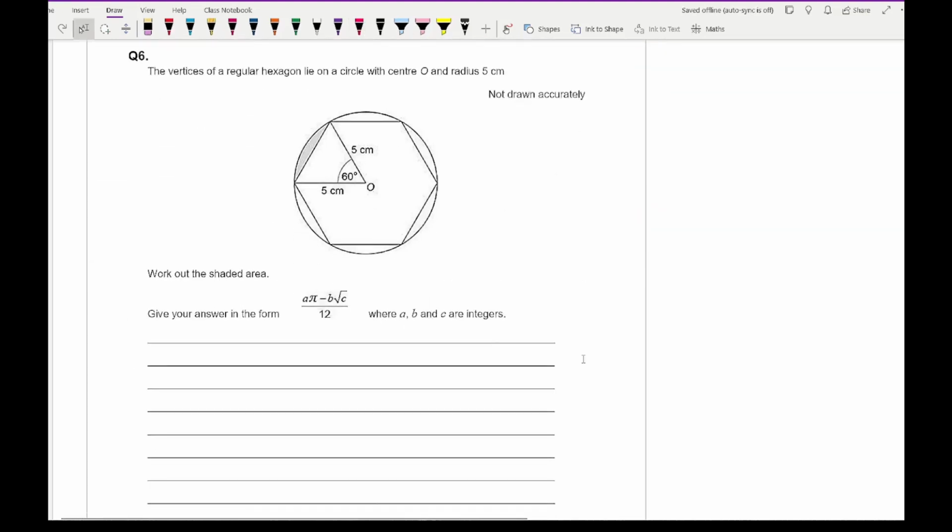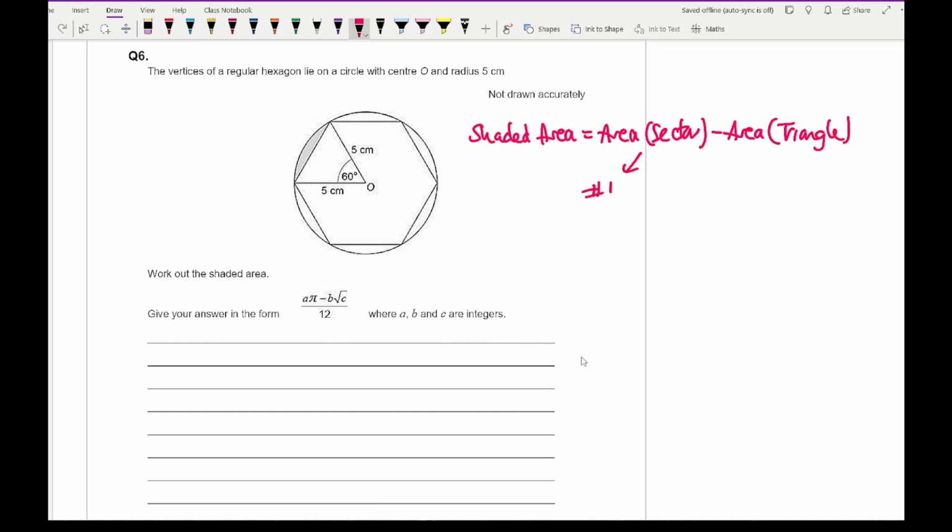Then moving on to our last question, it says that the vertices of a regular hexagon lie on a circle with centre O and a radius of 5. Work out the shaded area, give your answer in the form of this expression, which I'm not going to read out. So looking at the shaded area, it's always good practice to actually find out what calculation you're going to be using. So it's always the big shape take away the small shape. So it's the area of the sector minus the area of the triangle. So I need to find out these two things first. So if I just label these as #1 and #2.